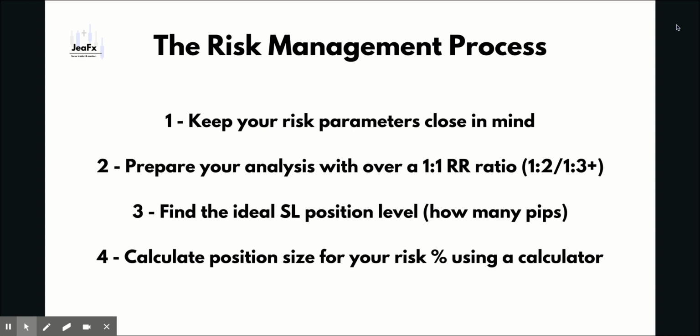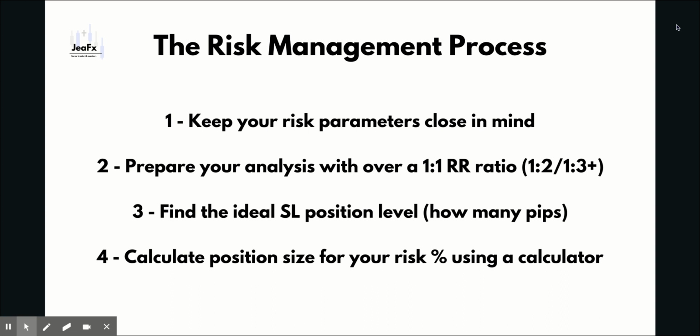Step 2 then, when you know you're keeping your parameters in mind and you are trading them strictly, is to prepare your analysis. So this is going to be your fundamental and technical analysis, which leads to an actual trade setup. Your analysis needs to be prepped with over a 1-to-1 risk-reward ratio. So we're looking to trade 1-to-2, 1-to-3, 1-to-4, 1-to-5, and higher. So prepare your analysis with targets over 1-to-1, 1-to-2, 1-to-3, 1-to-4, and your stop loss positioned.